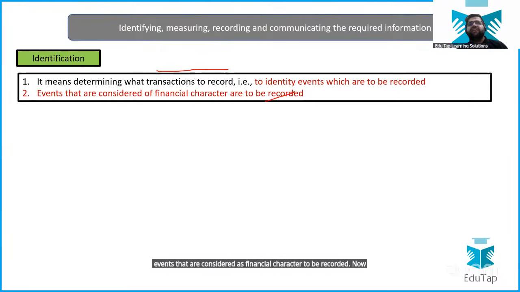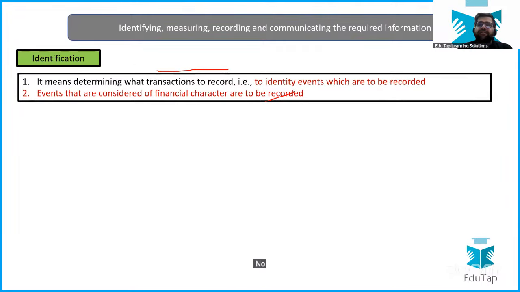Now, what is identifying? Tell me one thing, my friend. If my manager is happy today, is this an economic event? I need answers in the chat box. If my manager is happy today, is this an economic event? No, right? This isn't any event really. This is a normal event, but I cannot classify this as an economic event.